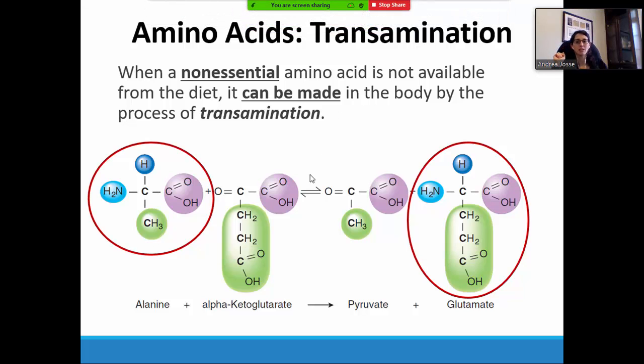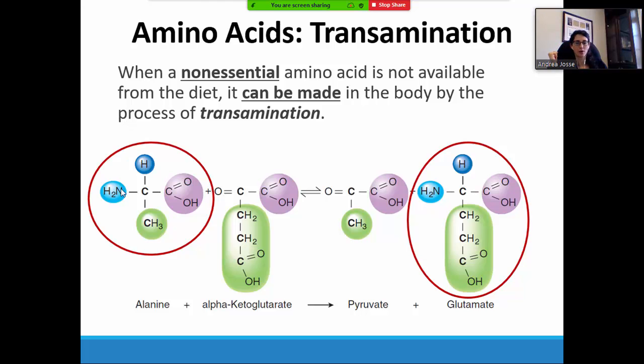What you're doing is you're taking the amine group off of one amino acid and transferring it to some intermediate that has a carboxylic acid group. In this case, it's alpha ketoglutarate, and forming another non-essential amino acid. So this process generally occurs in the liver. Okay, and this is transamination.